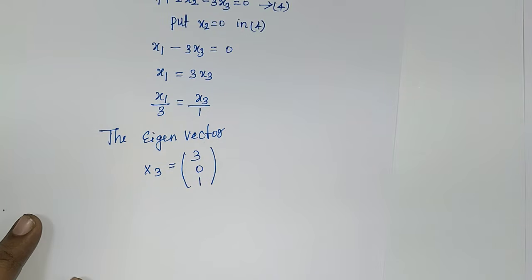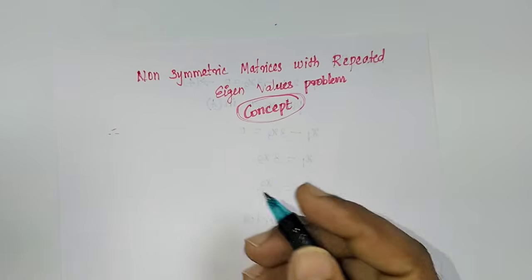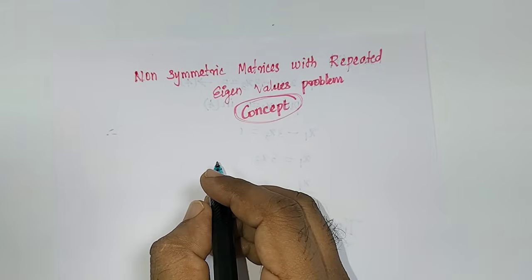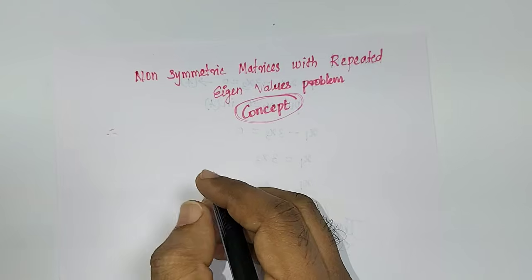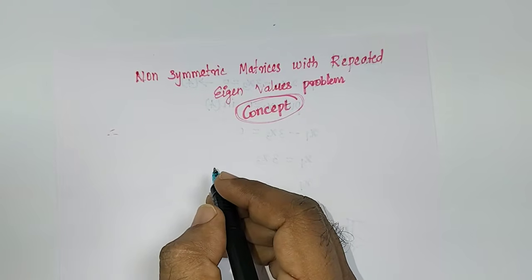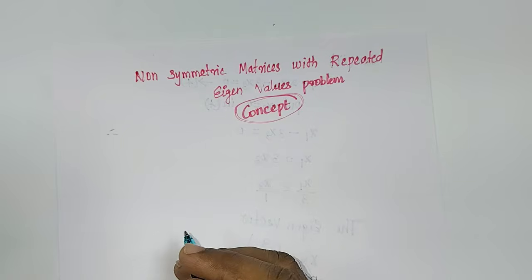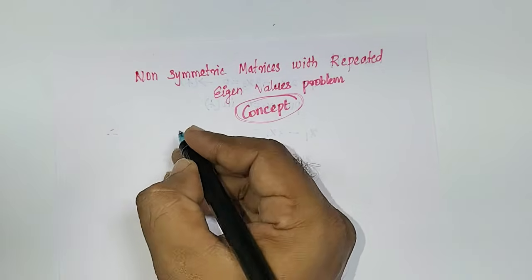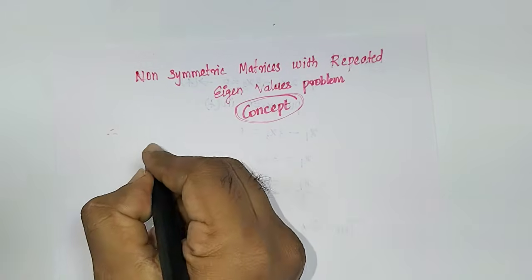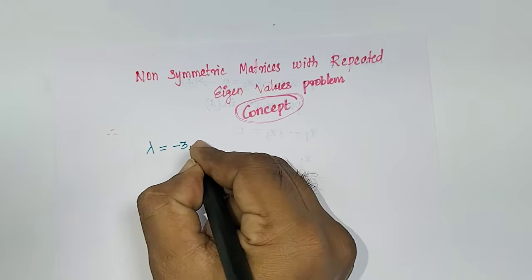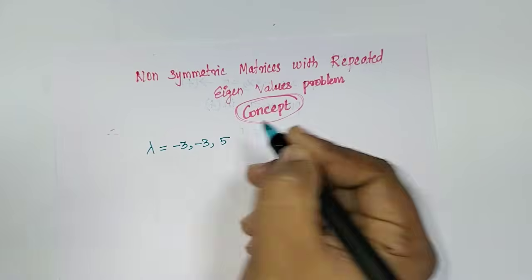So that is the procedure we have to follow. In this type 2, we solved only one problem. The remaining problems you have to practice yourself, but I'll tell you the procedures we have to follow while finding eigenvectors. For example, consider this problem, where lambda is equal to -3, -3, 5, right?